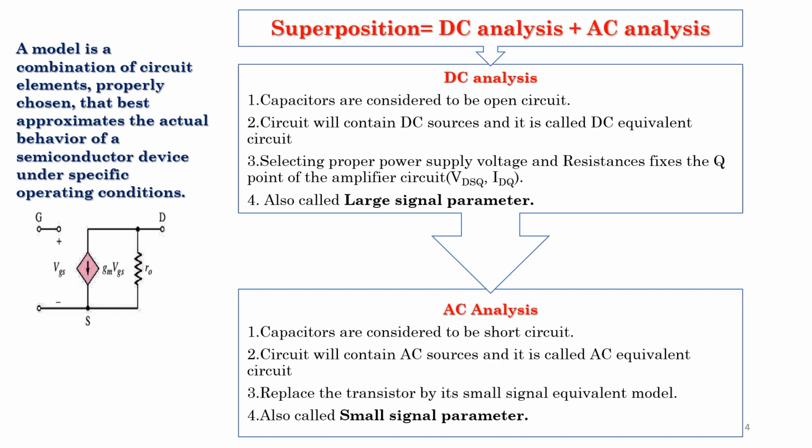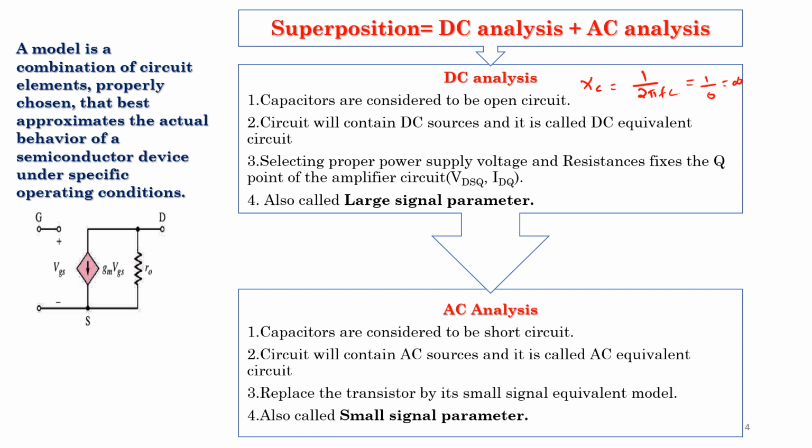When you do DC analysis, the first step is that the capacitor should be considered as an open circuit. Why? Because the reactance of the capacitor is 1 by 2 pi f C. In DC, frequency will be 0. So f is 0, and it says 1 by 0, which is nothing but infinity. Infinite resistance or impedance is nothing but an open circuit. So the capacitor should be considered as an open circuit. And the circuit, after considering the capacitor as an open circuit, is called the DC equivalent circuit.